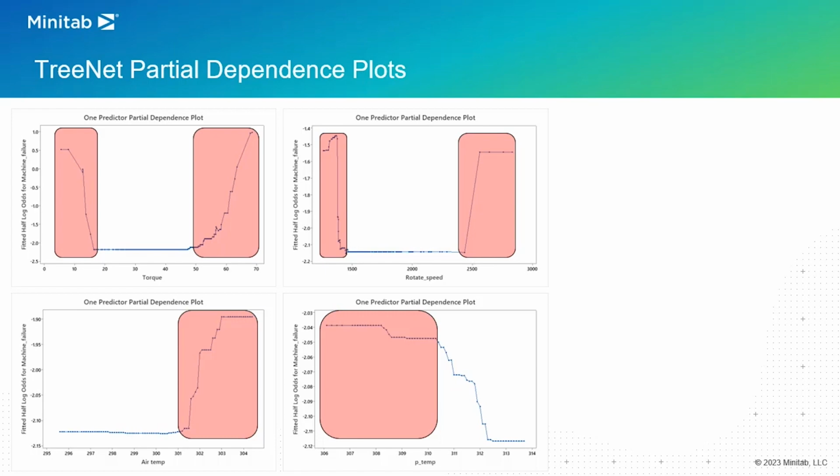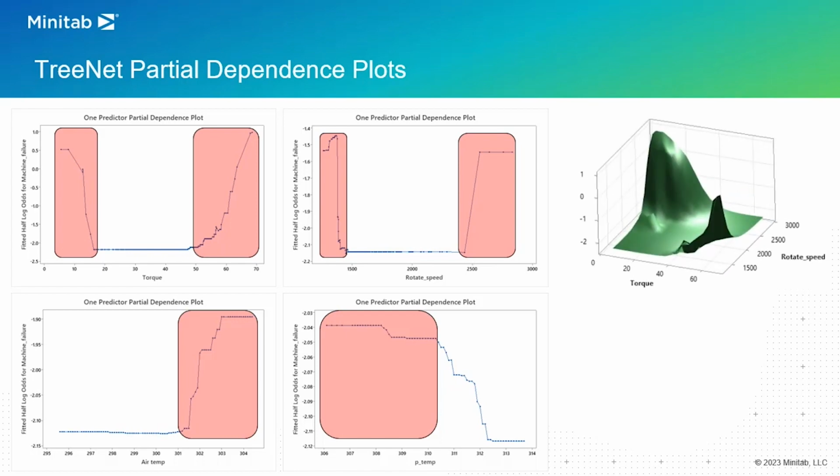Now also I want you to pay attention to the vertical scale of these graphs. Even though they look the same, the actual amplitude will be very different as you go from graph to graph. And in this case, the torque and the rotation speed are associated with the highest degrees of change. Now, TreeNet can also produce bivariate plots, not just univariate plots, and those are instructive.